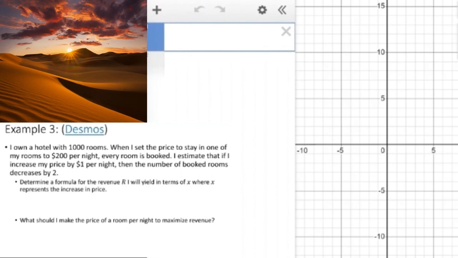Recall that revenue is the amount of money we're bringing in for selling items. The way I can calculate revenue in this problem is that the revenue will equal the number of rooms booked times the price per room. So with that in mind, let's focus on those two aspects. Well, in the problem, we know the initial price per room and how many rooms were booked at that price. If the price per room was set at $200, all of our rooms were booked. Well, my hotel contains 1,000 rooms, meaning all 1,000 rooms were booked.